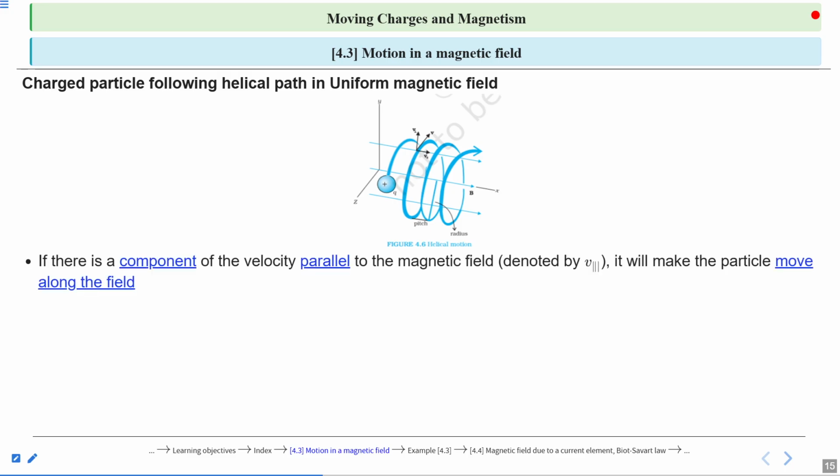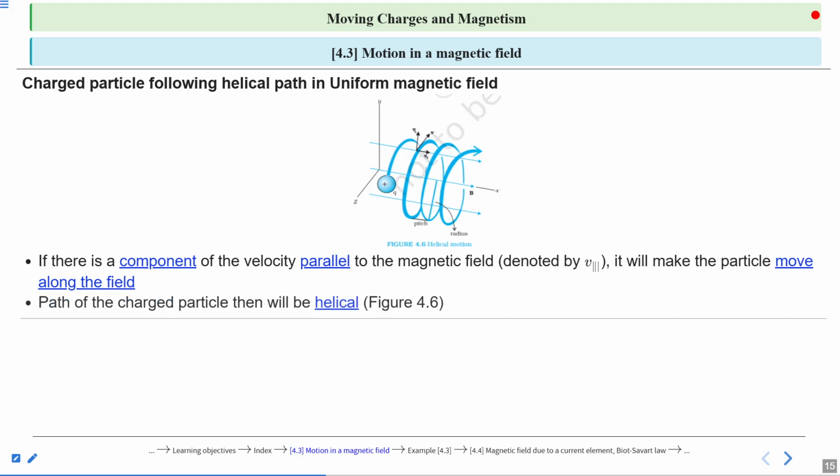So if there is a component of velocity parallel to the magnetic field, that is denoted by v parallel, it will make the particle move along the field. The path of the charged particle then will be helical. It is not perfectly circular. You can see this in figure 4.6 also.